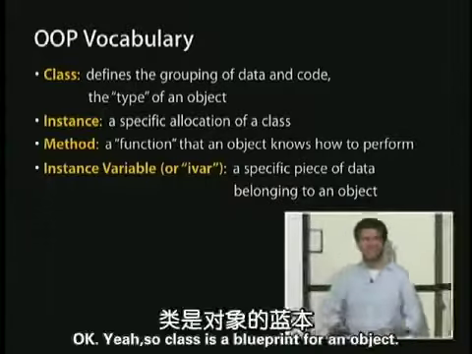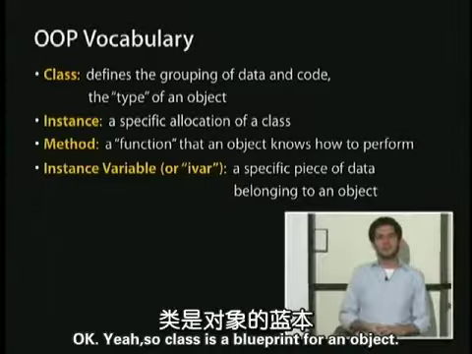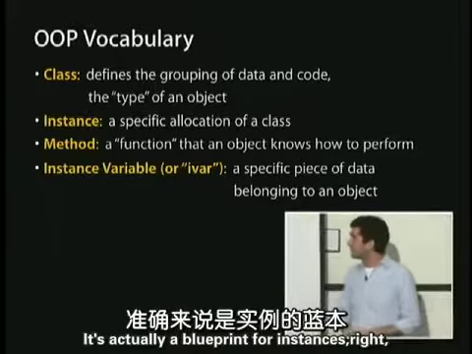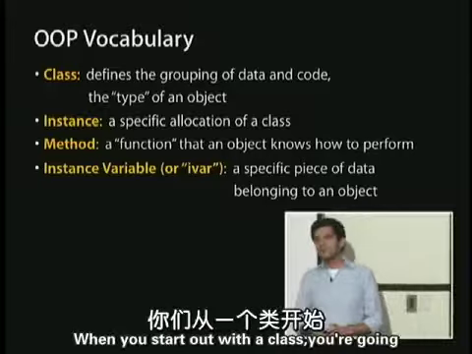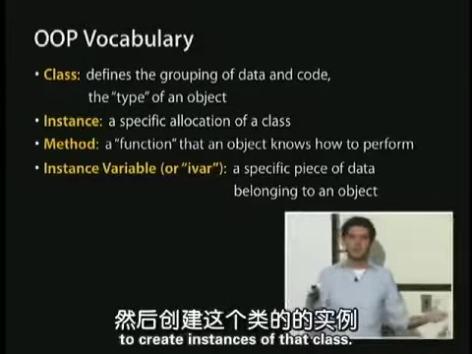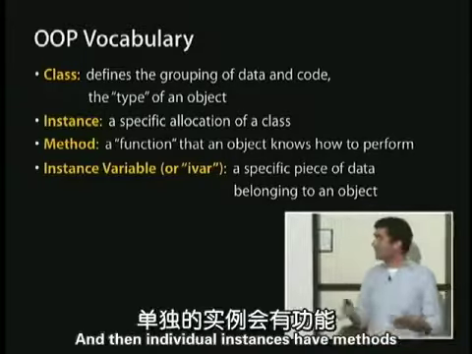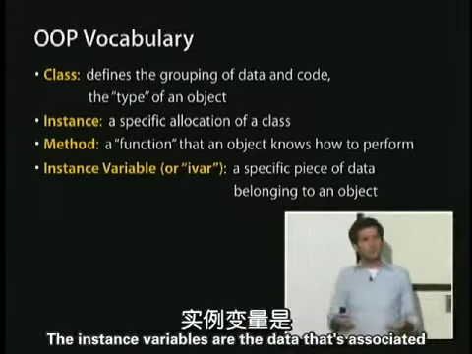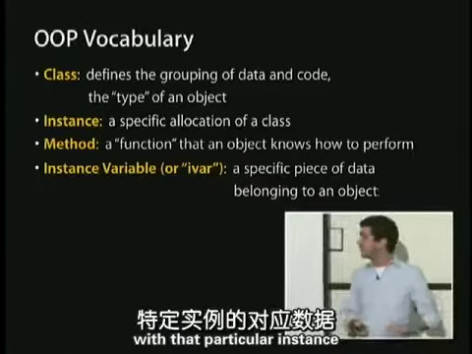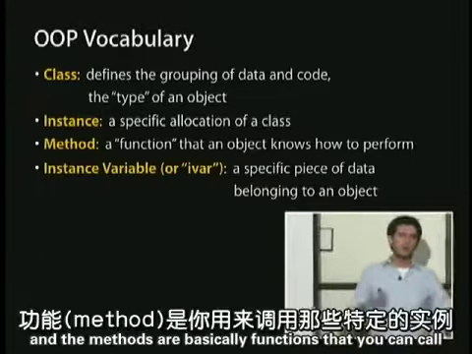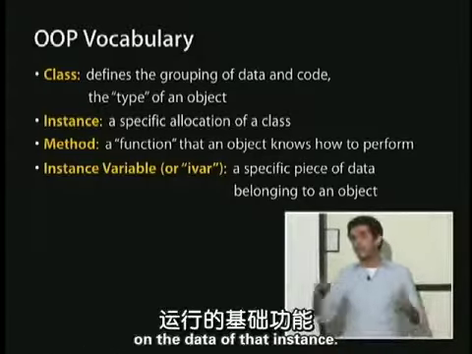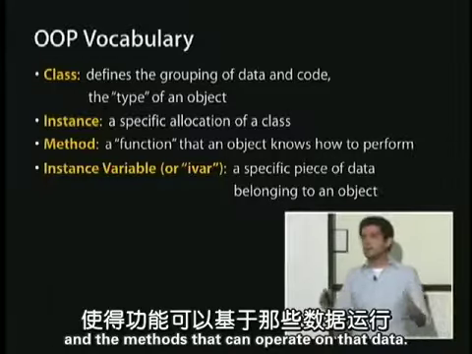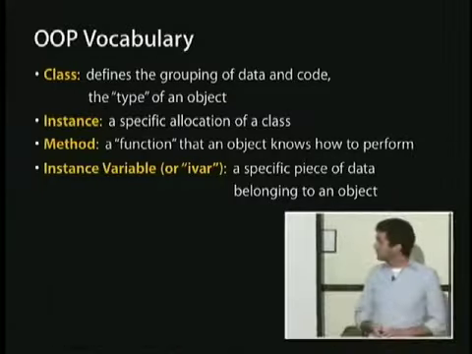I don't know. OK. Yeah, so a class is a blueprint for an object. It's actually a blueprint for instances, which is the next thing up here. When you start out with a class, you're going to create instances of that class. And then individual instances have methods and instance variables associated with them. The instance variables are the data that's associated with that particular instance. And the methods are basically functions that you can call on those particular instances that operate on the data of that instance. So the instance is effectively grouping up the data and the methods that can operate on that data.